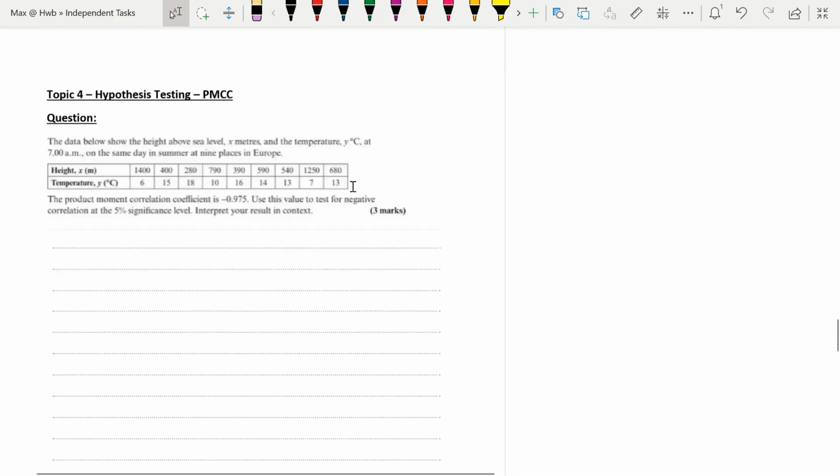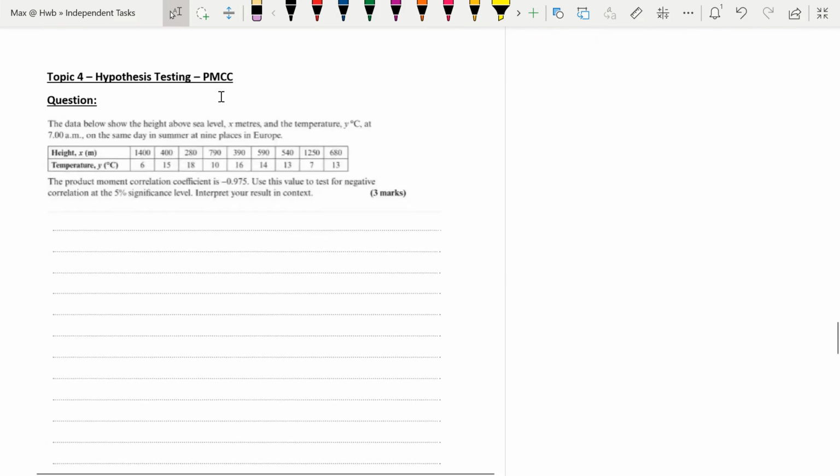Right, question 4, we've got our other hypothesis test, which is the PMCC. So this is testing for correlation. So the data shown below shows the height above sea level, X meters, and the temperature, Y, at 7 a.m. on the same day in summer in 9 places in Europe. So there's my 9 places.